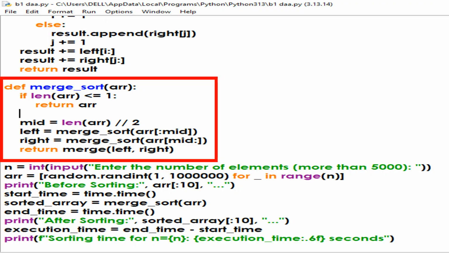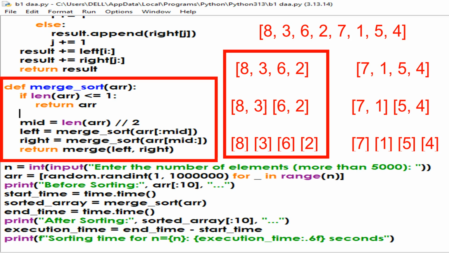Find the middle. Mid is equal to length divided by 2. Suppose array has 8, 3, 6, 2. Length is equal to 4. Mid is equal to 4 divided by 2. Therefore, 2 is the mid. So, left is 8, 3, right is 6, 2. Recursively sort left and right.